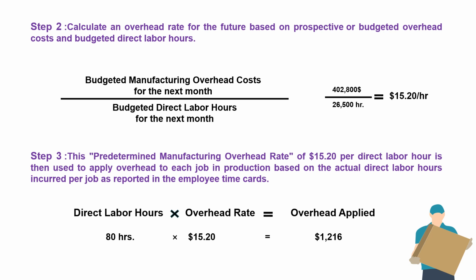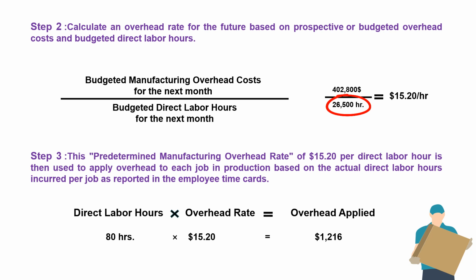The denominator in this calculation of a predetermined overhead rate is our budget of direct labor hours for this next month or period, for the same period in which we made the previous budget for overhead costs. What do I mean by budgeted direct labor hours? How many hours of labor do we think will take place? How many employees do we need to meet our expected levels of production in the next period? In this particular case, we're thinking that we're going to have about 26,500 hours of direct labor.